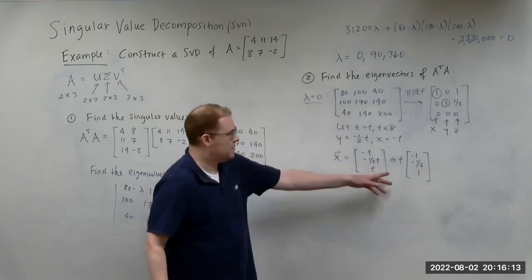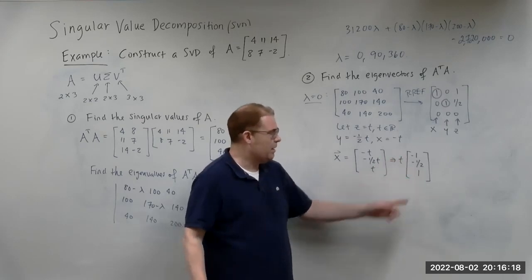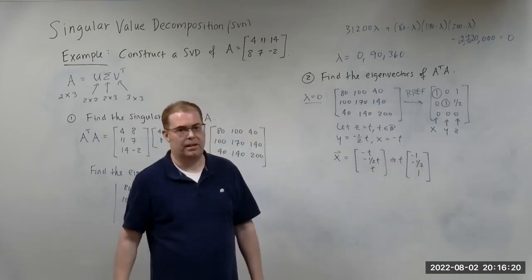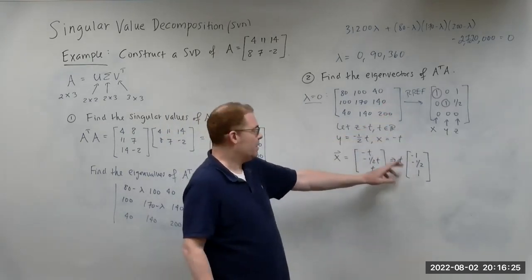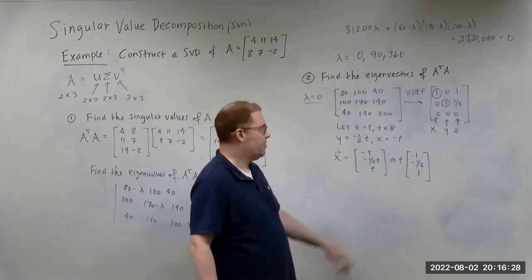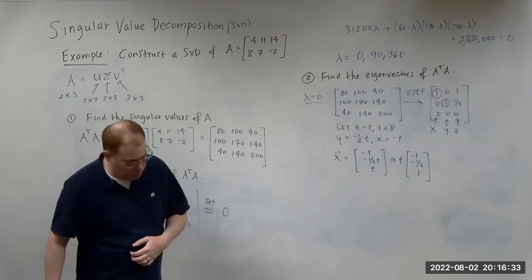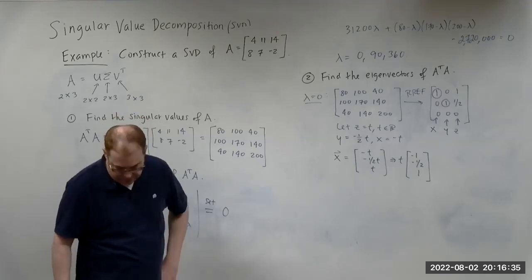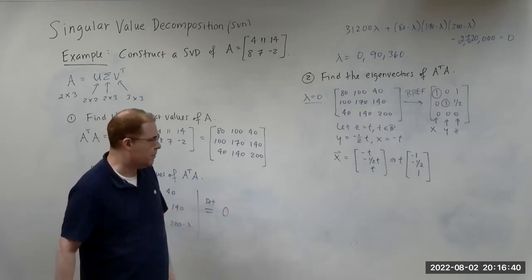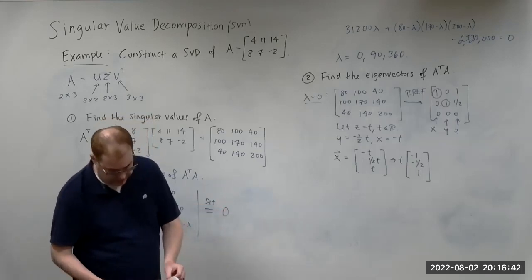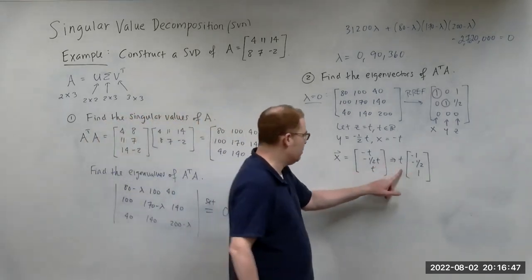So this is telling us that for any t value, we get an eigenvector. In fact, the solution to this, the null space, the eigenspace, is just the span of this vector. That's all that is. We want to pick something, so we can let t be anything, it doesn't matter, because any t value will give us a solution.